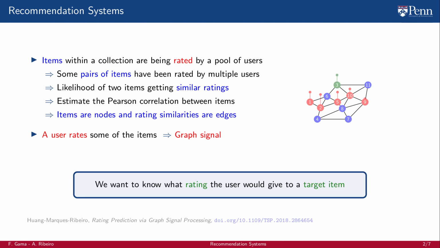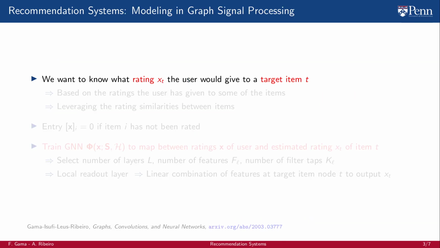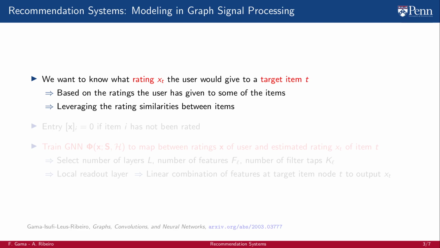What we want to do in recommendation systems is to know what rating the user would give to a target item. This is the same as estimating the missing entry of a graph signal on one of the nodes. For example, node 3. We want to know what rating value xt the user would give to a target item t. We want to estimate this value based on the ratings the user has given to some of the other items, and we want to leverage the rating similarities between these items.